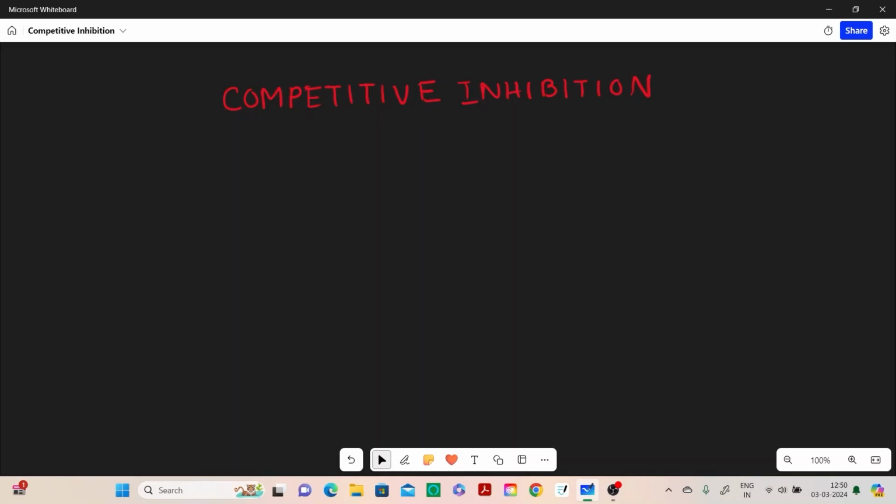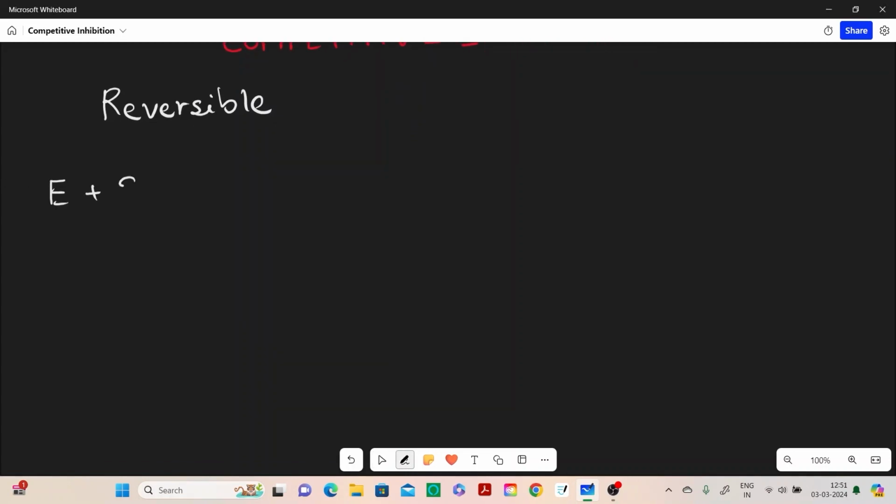So today we will be talking about competitive enzyme inhibition. This is an example of a reversible inhibition. So what happens in this case is, suppose we have an enzyme which binds to the substrate and forms the enzyme substrate complex, which can form the product.